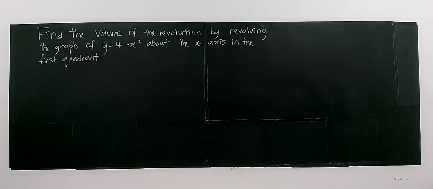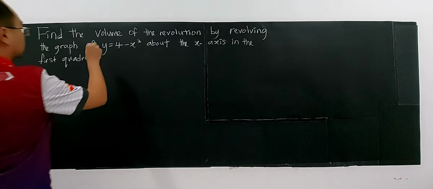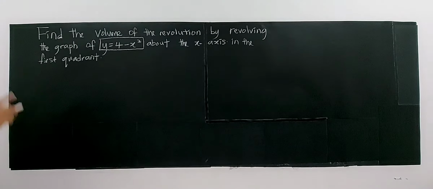Alright, in this video, we're going to introduce how to find the volume of revolution by revolving the graph. There's only one graph, revolving completely about the x-axis. So for these cases here, we have to find the volume of revolution by revolving this one completely about the x-axis.